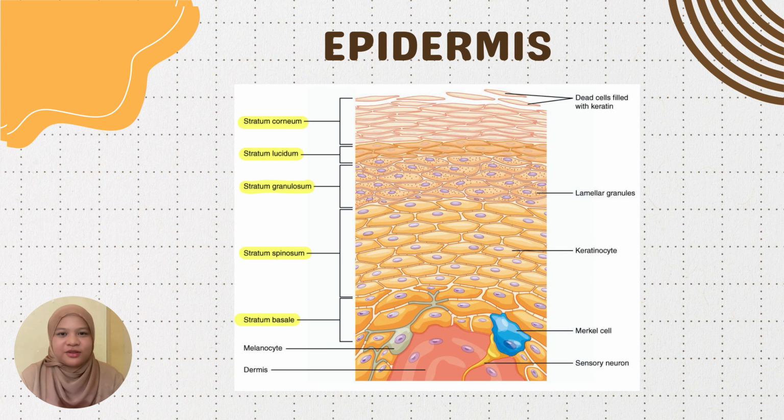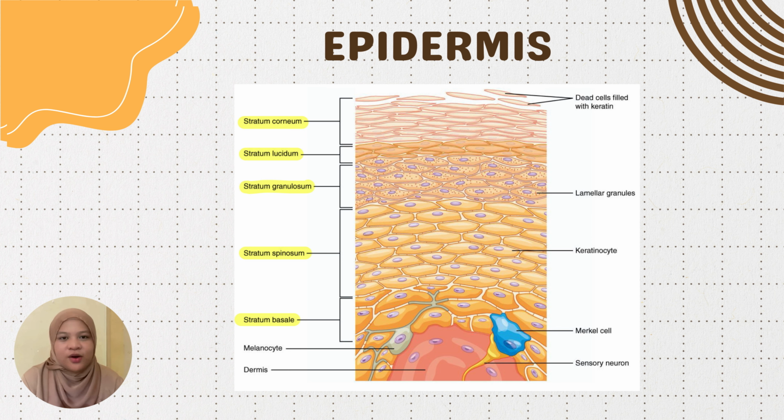Now, I want to share with you about the layers in the epidermis. The epidermis consists of 5 layers. The first layer is the stratum basale. Stratum basale is the deepest layer in the epidermis. It is a single layer of columnar to cuboidal cells which rests on the basement membrane. They are the stem cells for skin. The function of this layer is to attach the epidermis to the dermis.